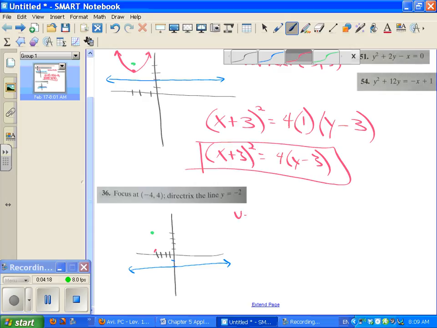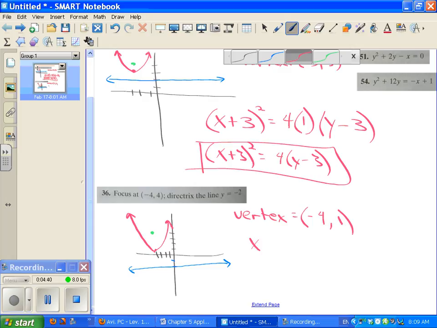So my vertex is going to have to be at -4, 1. And it's an open up again, because it's got to go away from this line. It's not allowed to cross it. And it's got to wrap around the focus. All right, so it's an opening up type, so that's an x squared type.